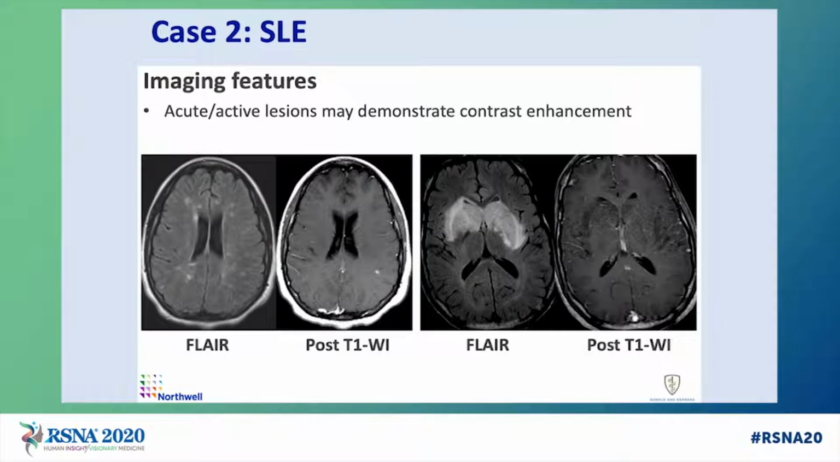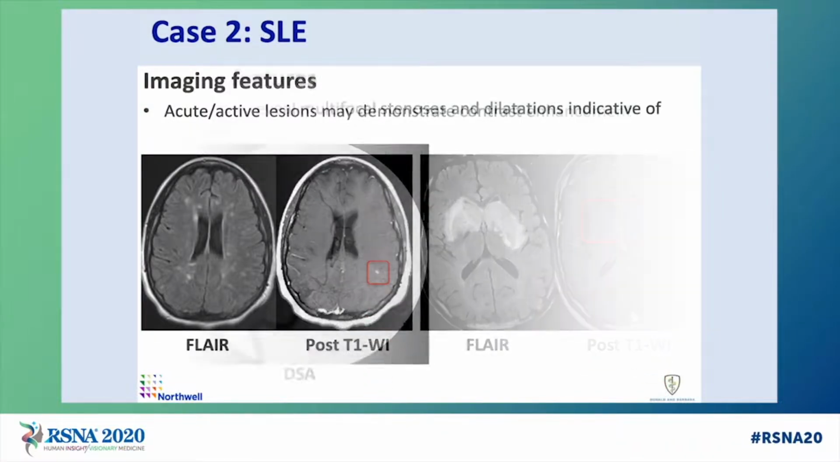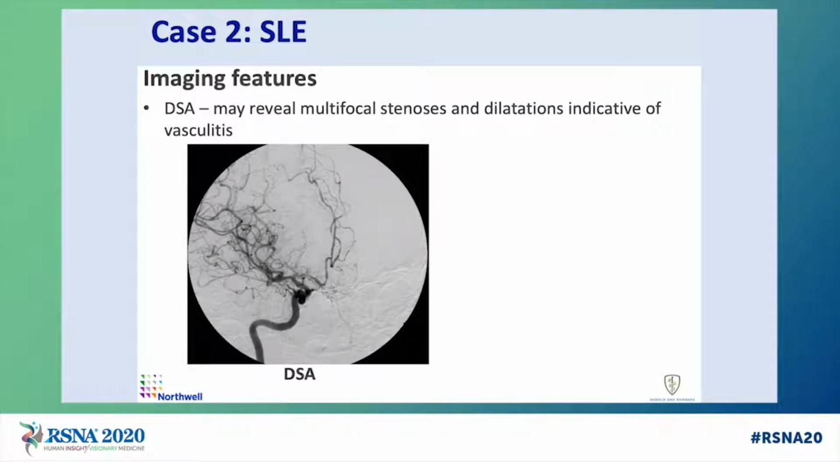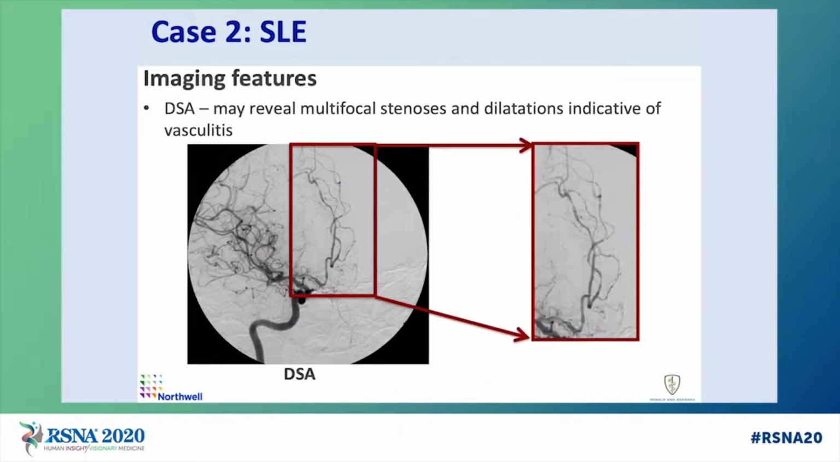Other imaging features include contrast enhancement of acute and active lesions, as we saw in the index case and this case of predominantly basal ganglia involvement. Vascular imaging of SLE may reveal multifocal stenoses and dilatations of the proximal and distal arterial branches representing lupus vasculitis, as shown in this case predominantly involving the proximal and distal segments of the anterior cerebral artery.